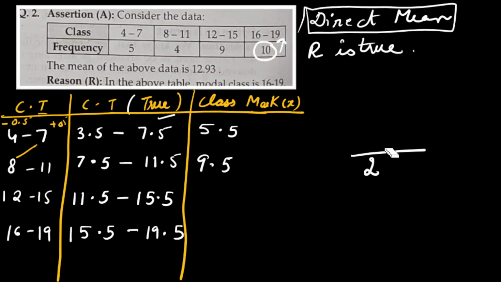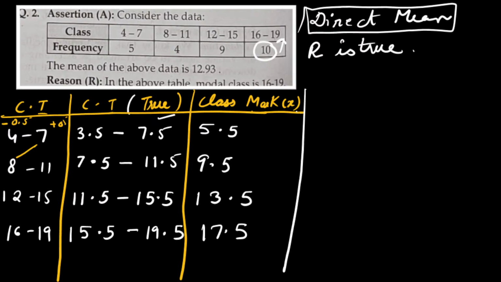For the next interval, add upper limit and lower limit and divide by 2. So 11.5 plus 15.5 divided by 2 is 13.5. Shiva Shankar has given the answer. Others can also check. What about the last one? 15.5 plus 19.5 divided by 2 is 17.5. So we found the class marks. Frequency is already given to us.